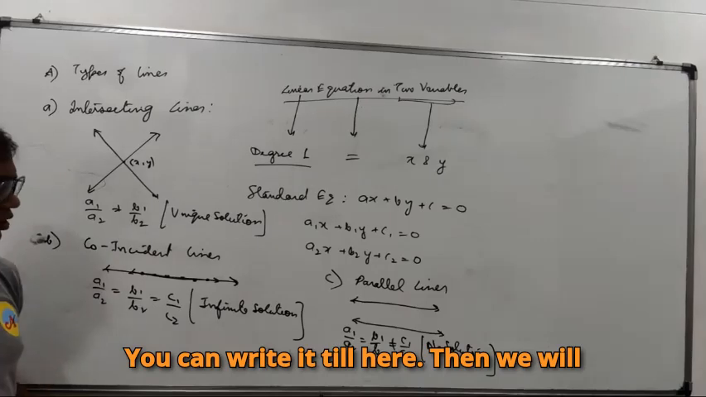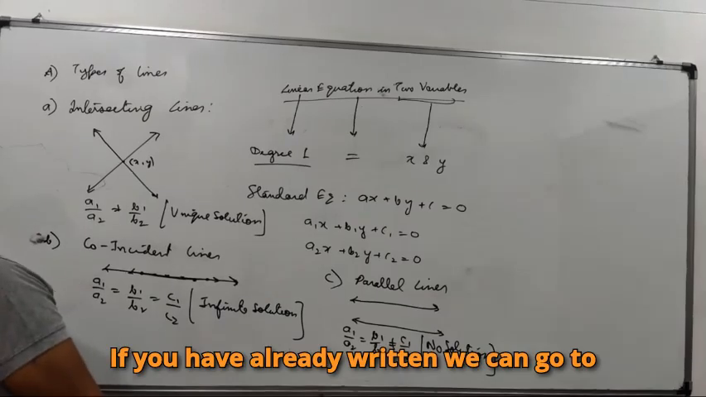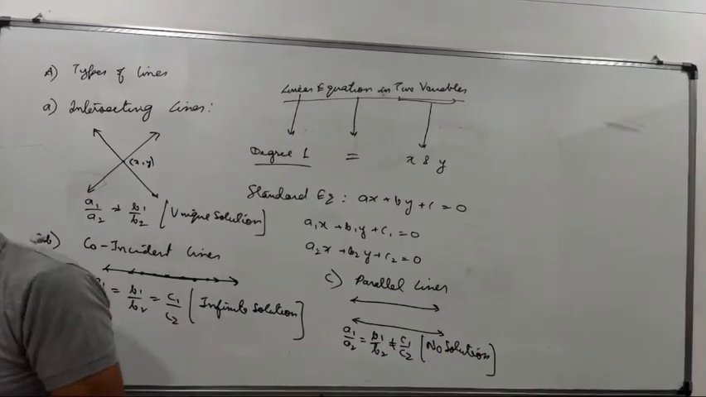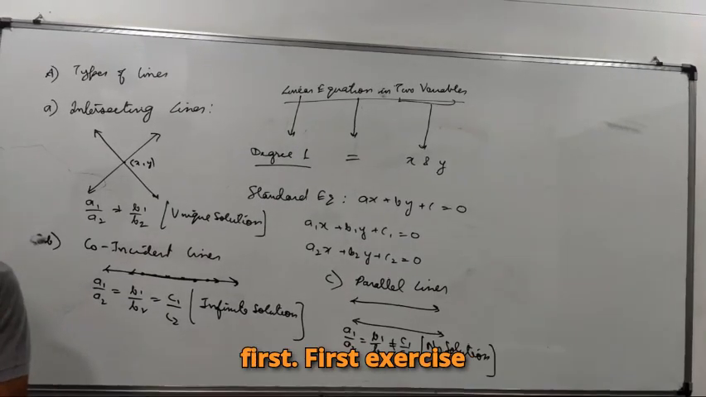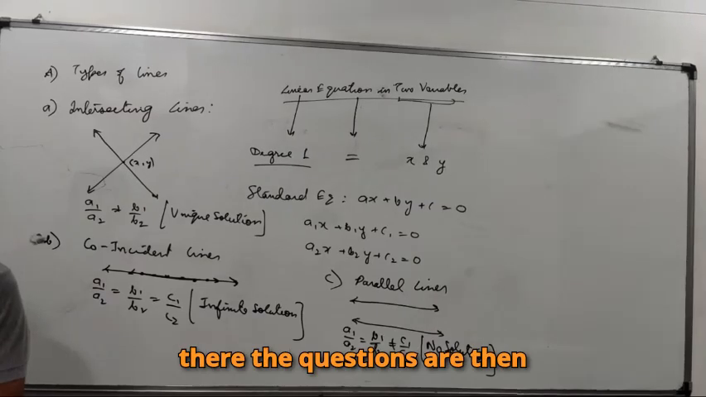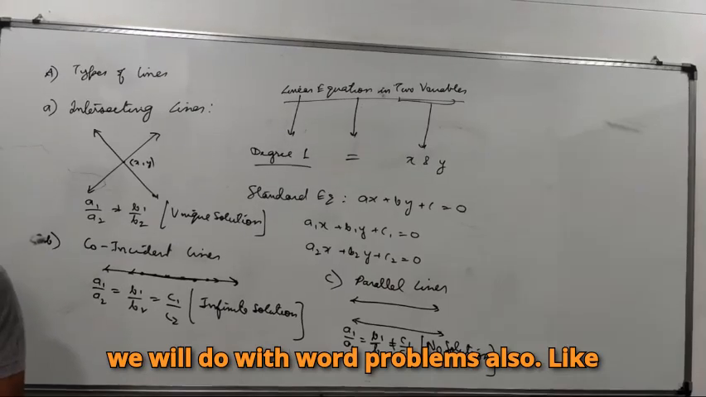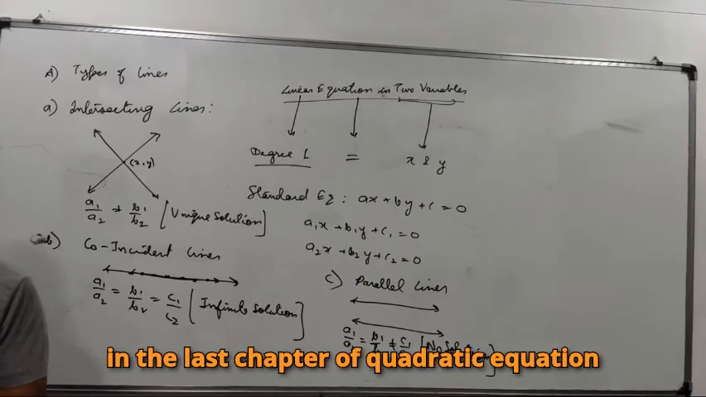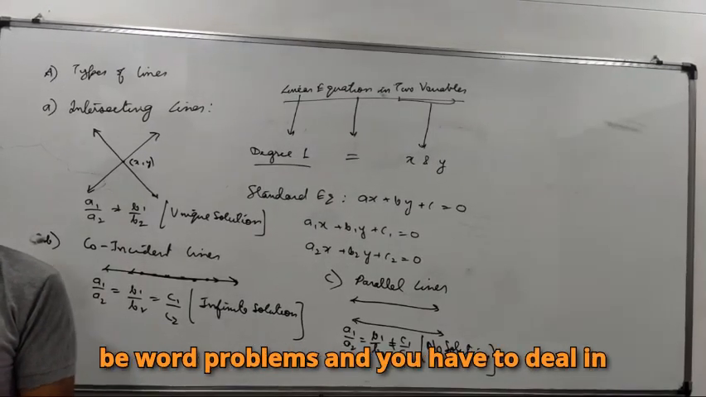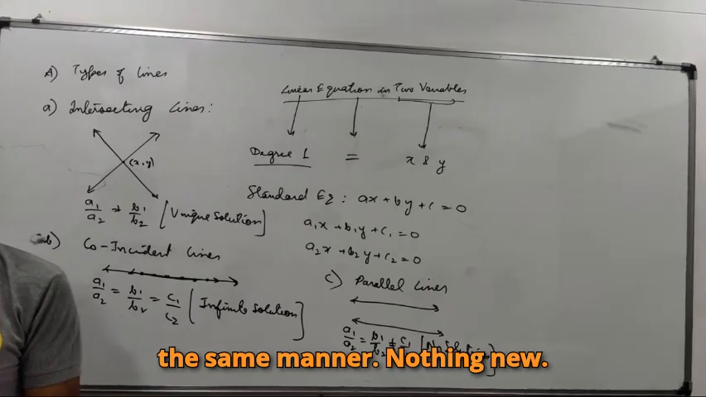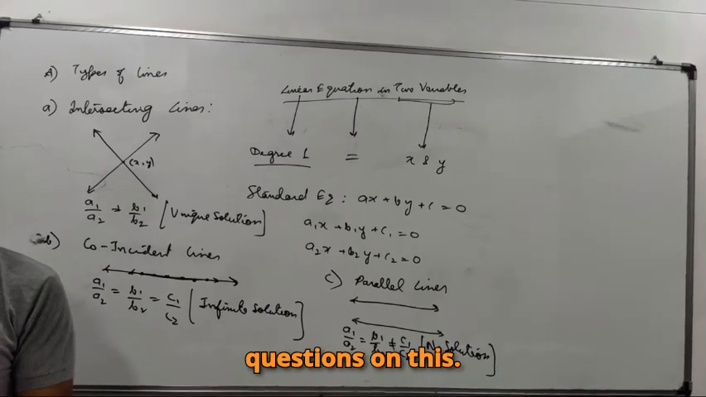You can write it till here, then we'll do questions on this first of all, and then we'll do the graphical method. If you have already written, we can go to the next topic. Done? Okay. So if you see the first exercise, there the questions are, and we'll do word problems also. Like in the last chapter of quadratic equations, I taught you how to crack the word problem. Similarly, here also there will be word problems and you have to deal with them in the same manner. Nothing new. So we'll go to the word problems later on. First we'll do the questions on this.